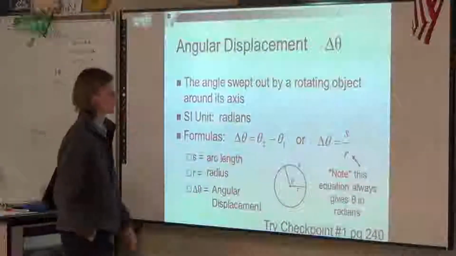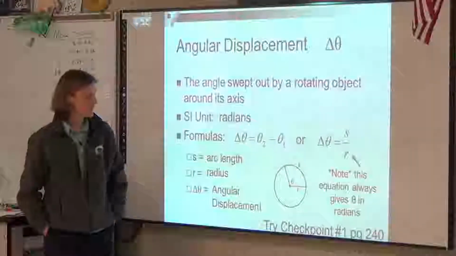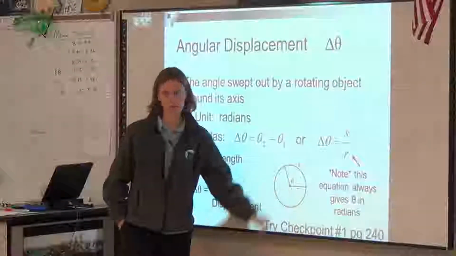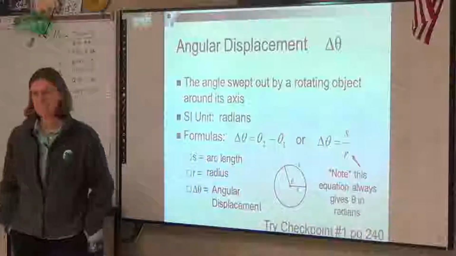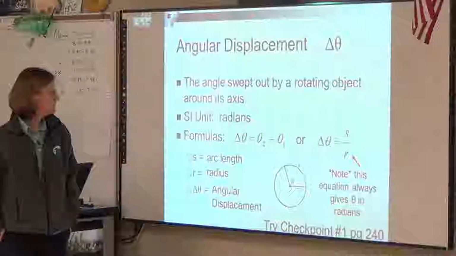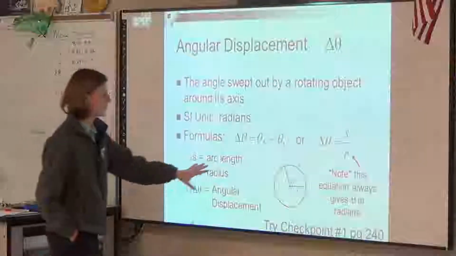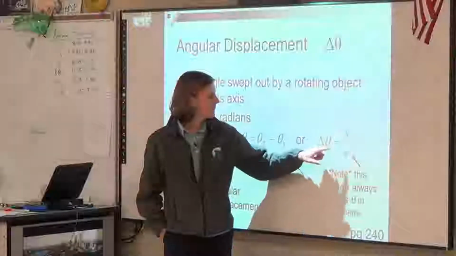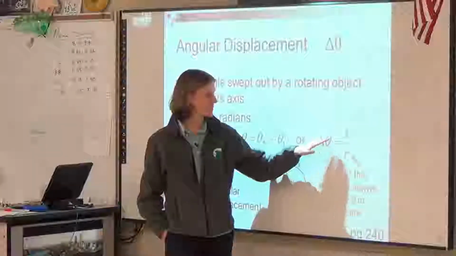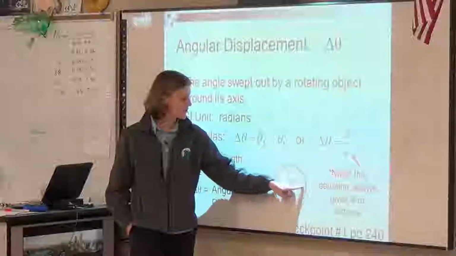So we'll just go through each of those real quick. Angular displacement, just simply the angle you would sweep out. So this is another formula that would be helpful. The angular displacement is arc length over radius. So that would be S over R.